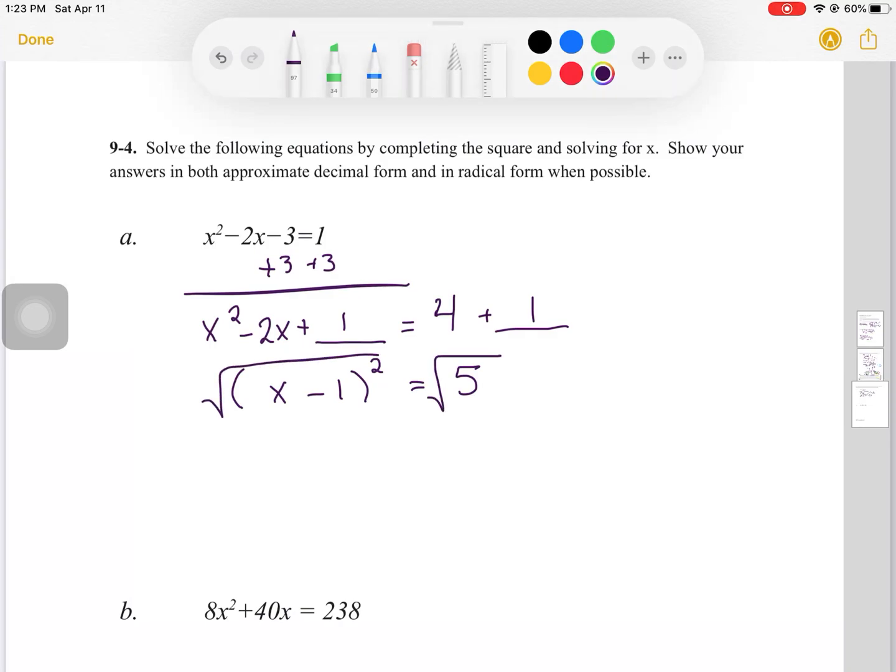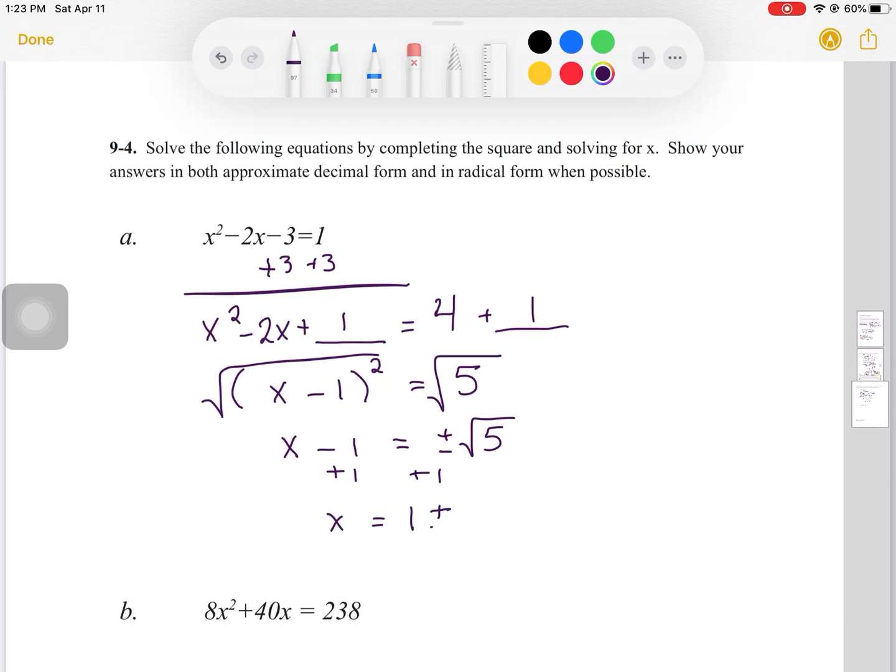So I'm going to take the square root of both sides. Square root here, square root here. So now I have x minus 1 is equal to the positive or the negative square root of 5, because we know there are two roots when we take the square root of something. And then we're going to add 1 to both sides.